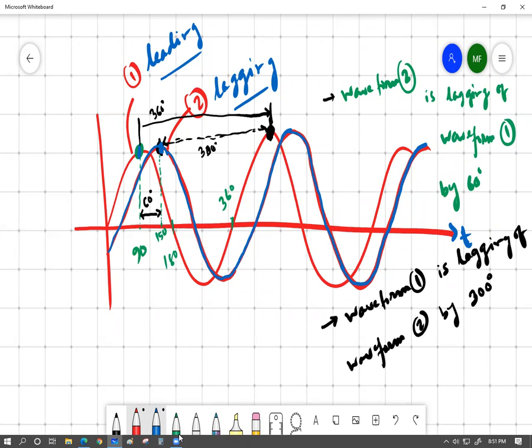So the one that is on the right, we are considering crest. Whenever I'm saying the one that is on the right, I'm actually meaning the crest of waveform 2 is on the right compared to the crest of waveform 1. So if we compare these two crests with this information, 2 is lagging of 1, or 1 is leading of 2.